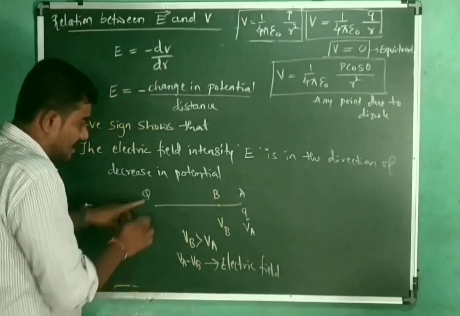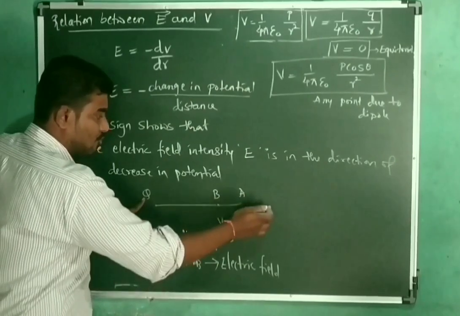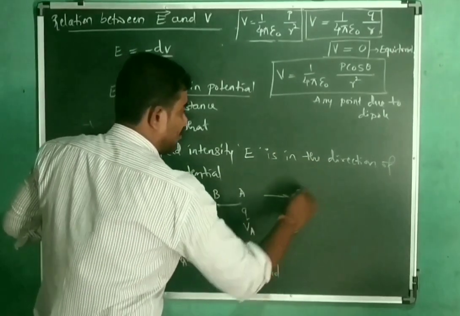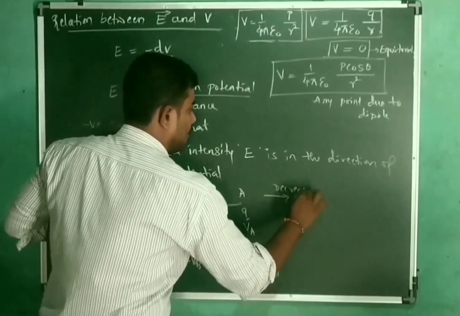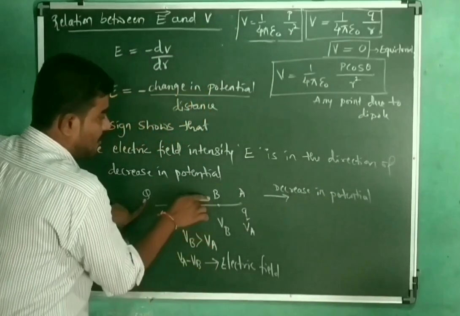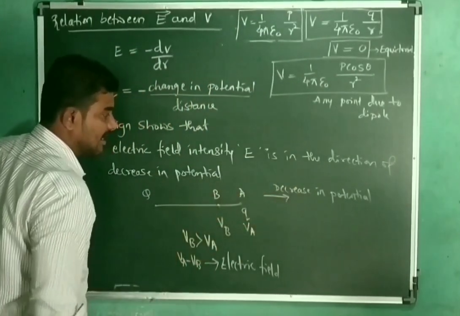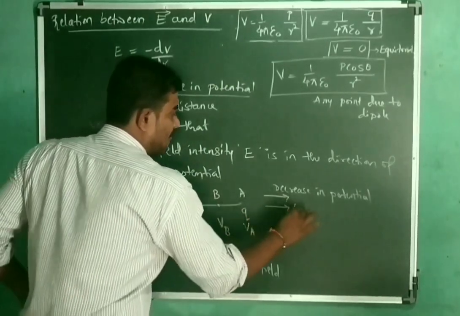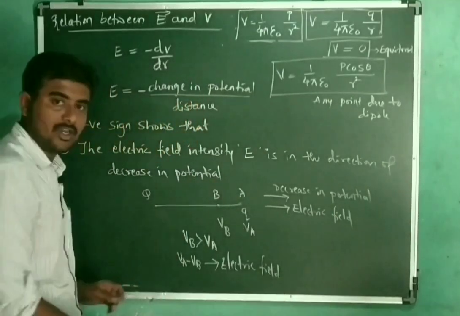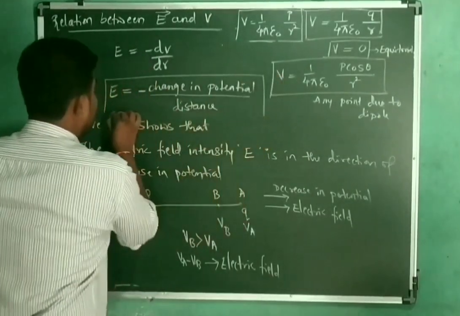For example, see here, from this source charge, if you go away from this source charge, the electric potential goes on decreasing. This is the direction of decrease in potential. From VB to VA the potential is decreasing. Therefore, this is the direction of electric field. So this is the meaning of this formula, E is equal to minus dV divided by dr.